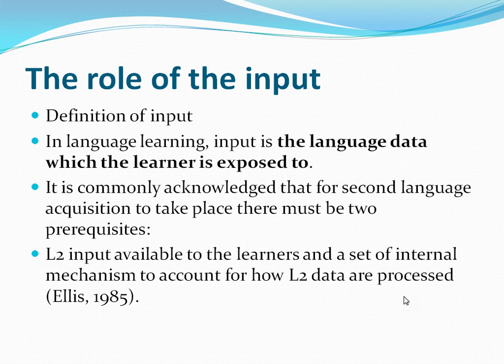So after getting language data, it will be processed in the human brain. But without data, what will happen? That means in SLA, there should be language data, and after getting the language data, formally or informally, the data will be processed in the human brain and the output will be the language production.